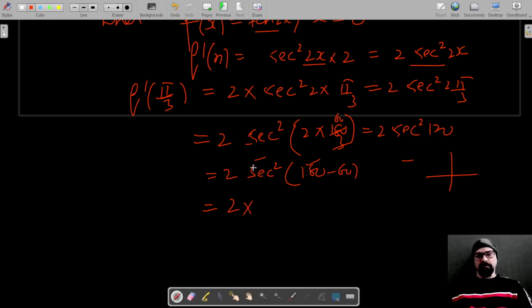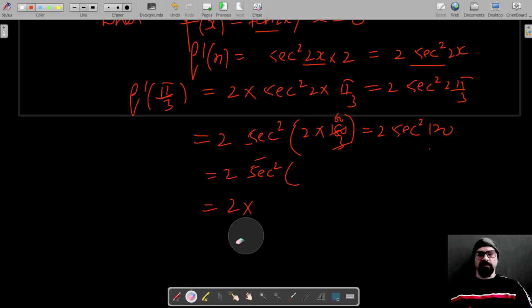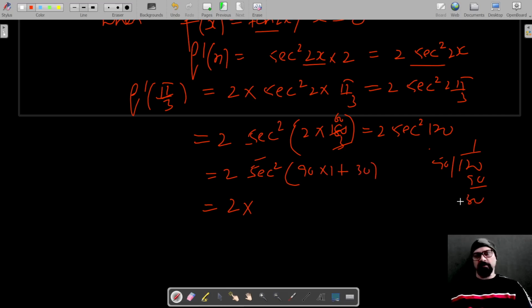So this is secant square of 180 minus 60. So all sine, this is secant 60, or rather, let me write it as 120. So 120 divided by 90 gives 91, that is 90. So I can write it as 90 into 1 plus 30. Okay, now let's try to evaluate this.